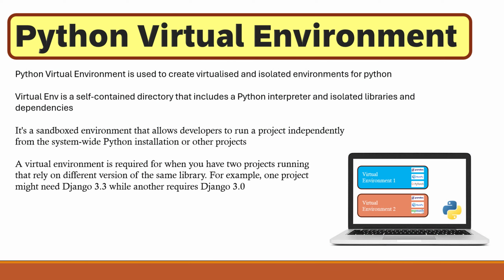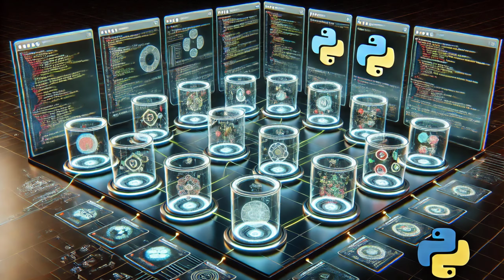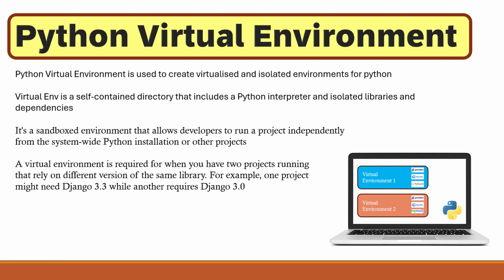And one of the main reasons you need a virtual environment is when you have two projects that rely on different versions of the same library. So projects often have different and potentially conflicting dependencies. For example, one project might need Django 3.3 while another project needs a different version of Django, let's say 3.0.